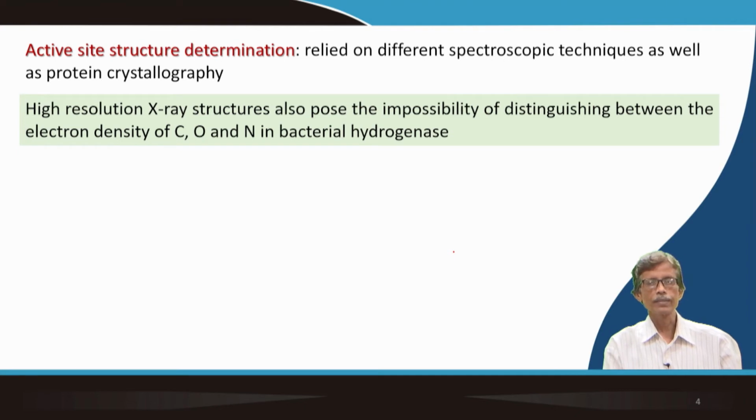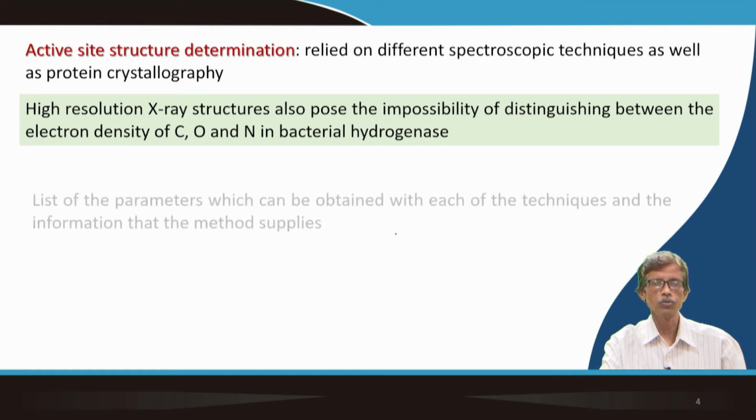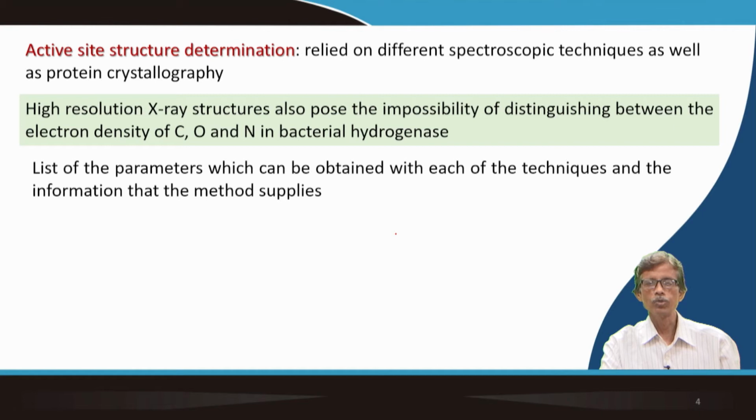So, high resolution X-ray structures sometimes pose the impossibility of distinguishing between the electron density of carbon, oxygen and nitrogen in bacterial hydrogenase. So, even if you go at the end to determine everything through crystallography, you will find problems labelling CO as CO only and CN as CN only, because the electron densities are very close. So, sometimes other facilities like neutron diffraction or any other technique can also be useful. So, the list of parameters which can be obtained with each of these techniques and the information of that particular method can be supplied to you.